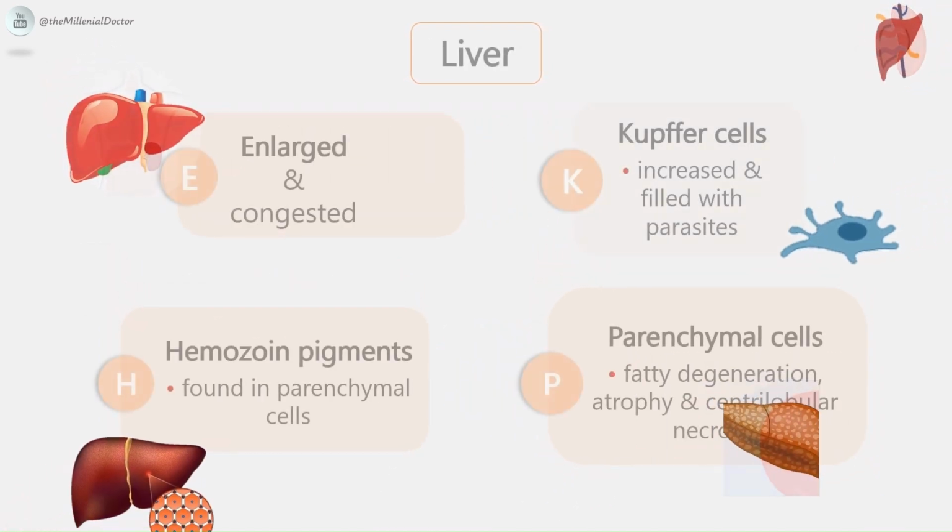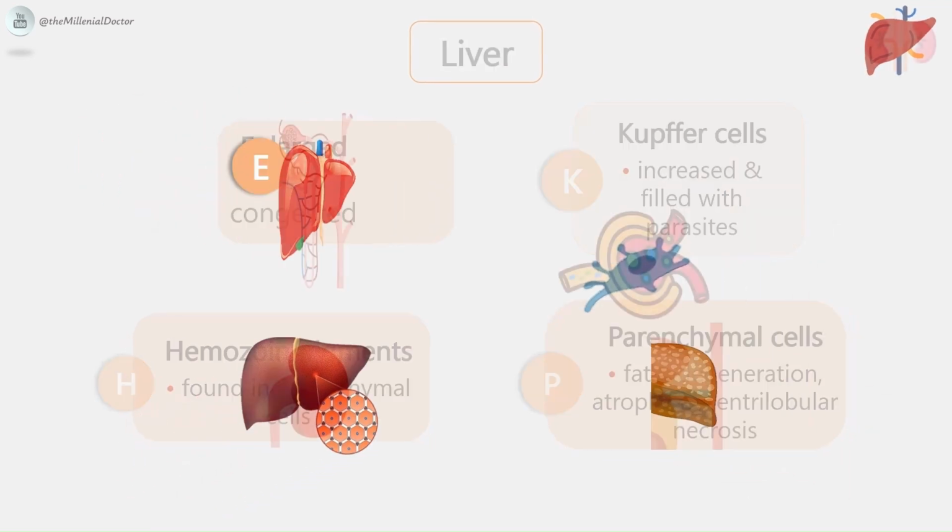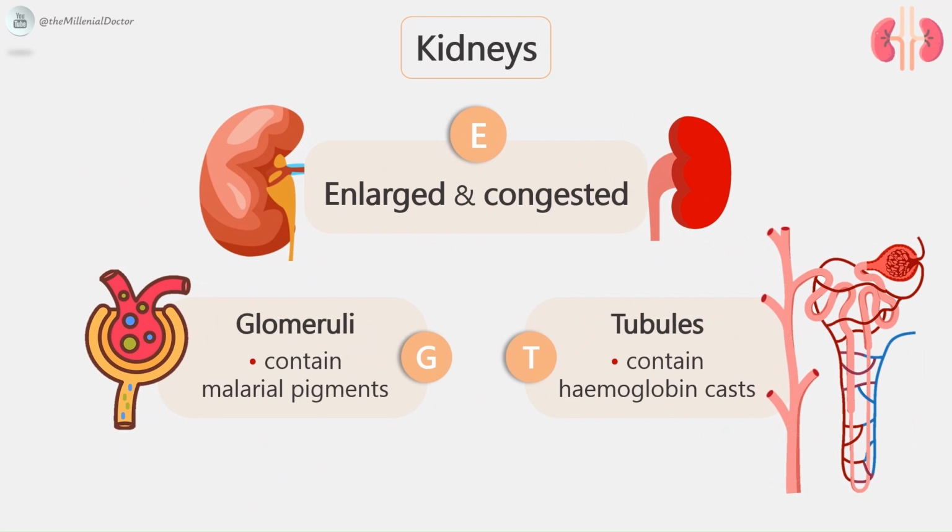Then the liver. The liver is enlarged and congested. Kupffer cells are increased and filled with parasites. Hemozoin pigments are also found in the parenchymal cells. Parenchymal cells show fatty degeneration, atrophy and centrilobular necrosis. Next, the kidneys. Kidneys are enlarged and congested. Glomeruli frequently contain malarial pigments and tubules may contain hemoglobin casts.